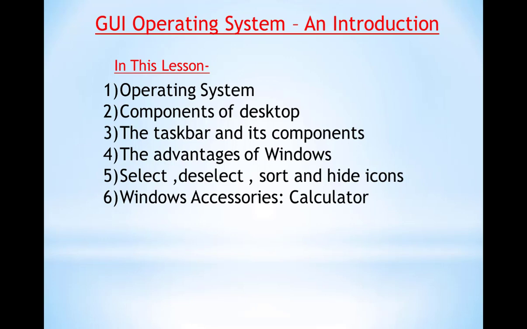First is operating system. Second is components of desktop. Third is the taskbar and its components. Fourth is the advantages of Windows. Fifth, select, deselect, sort and hide icons. And sixth one is Windows accessories like calculator.